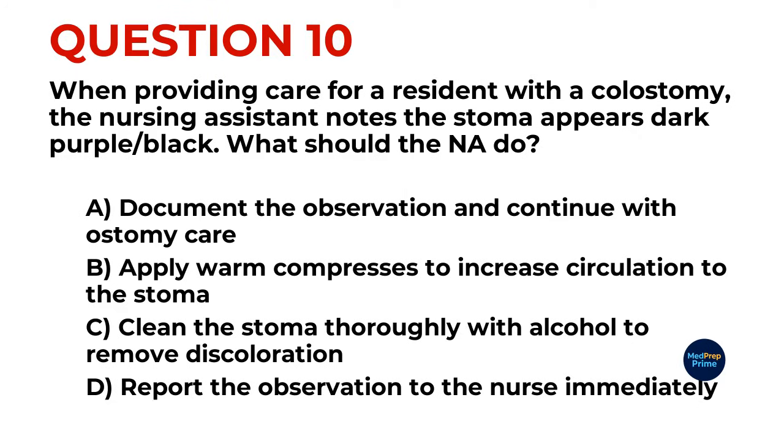When providing care for a resident with a colostomy, the nursing assistant notes the stoma appears dark purple-black. What should the NA do? Option A, document the observation and continue with ostomy care. Option B, apply warm compresses to increase circulation to the stoma. Option C, clean the stoma thoroughly with alcohol to remove discoloration. Option D, report the observation to the nurse immediately.